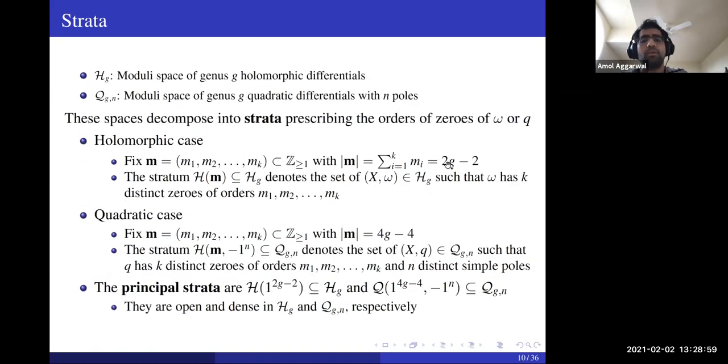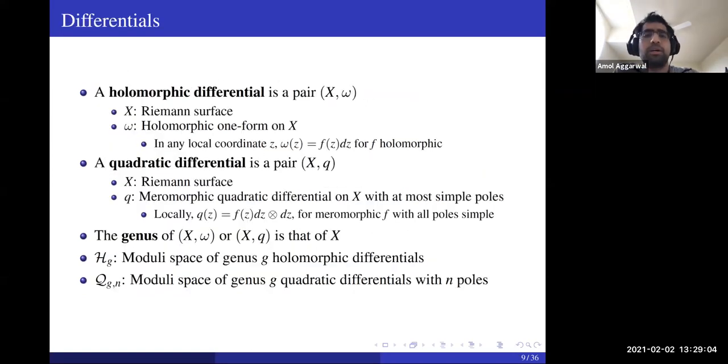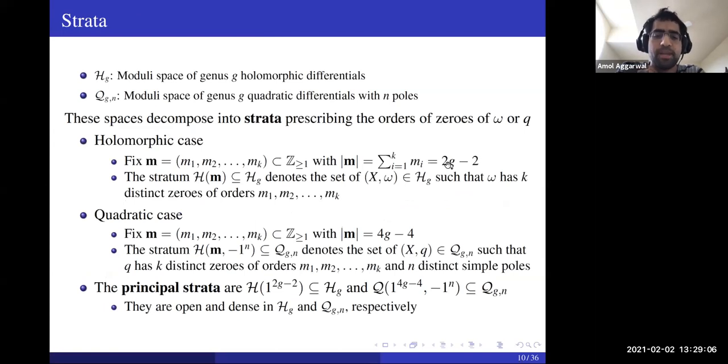I'll give pictures to these objects. These are rather concrete objects, and I'll give pictures for them in a minute. But before doing that, let me talk about how to stratify these spaces, because I'll be interested in looking not at the whole space, but at the biggest component of them. These spaces decompose into strata that prescribe the orders of the zeros of omega or of Q. In the holomorphic case, we'll fix some k-tuple m, which is m1, m2, all the way up to mk, and we'll fix the sum of the m's to be 2g minus 2.